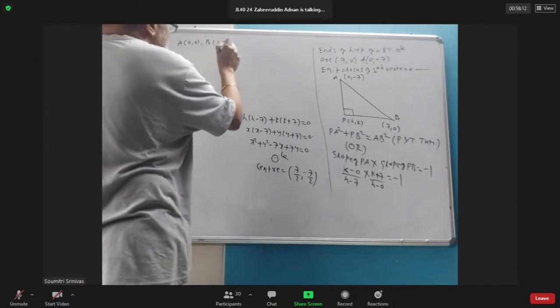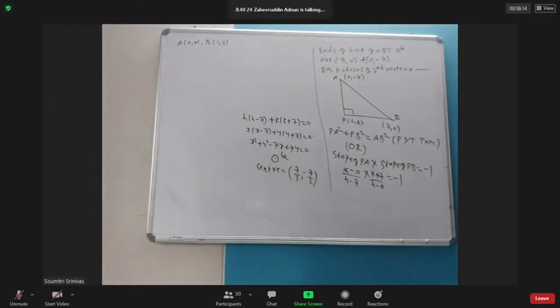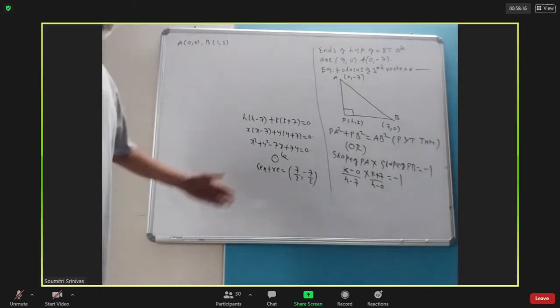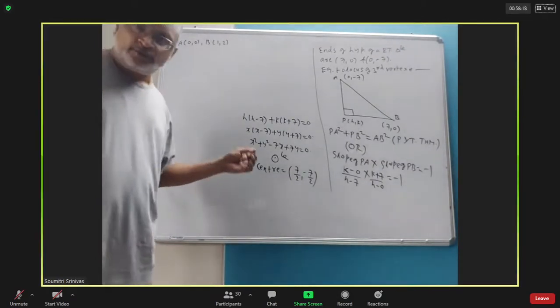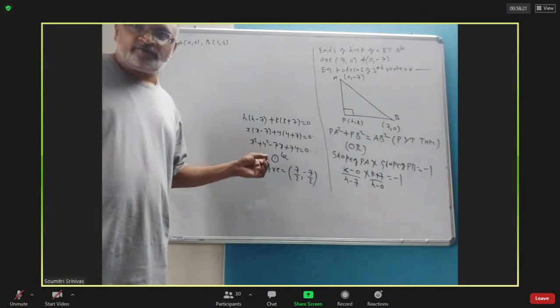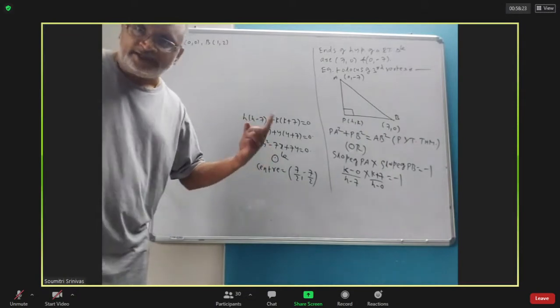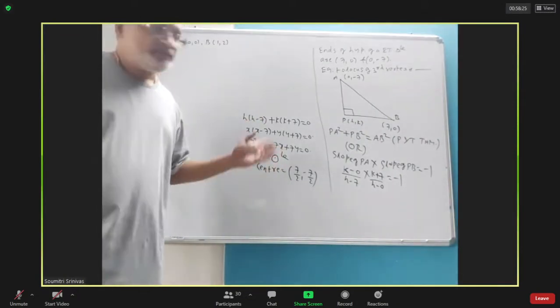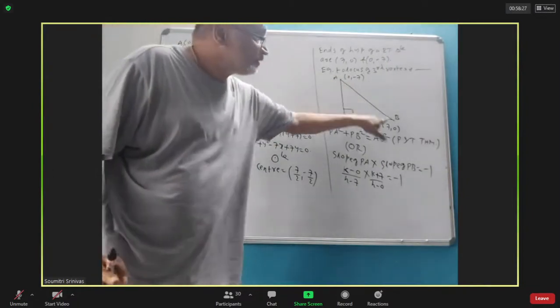Excuse me, sir. How are you saying that the center is 7/2 comma minus 7/2? I explained, Norman: x square plus y square plus 2gx plus 2fy plus c is equal to 0. I started the class with that only. The center is the midpoint of these two.